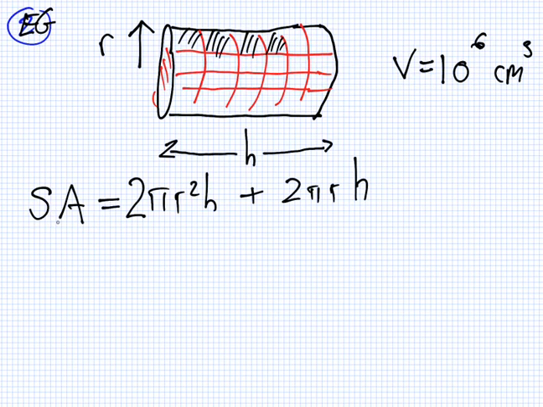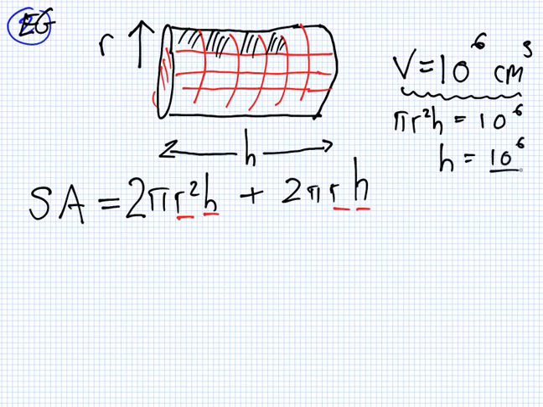So what we want to do is make this a minimum. But one problem here is we have two variables, r and h. And so far we've only been dealing with one variable, which is x. So that means we've got to change one of these. And the way we can change that is by using this. I haven't used this yet. The formula for volume for a cylinder is pi r squared h. You know that that should equal 10 to the 6. So that means you know h should equal 10 to the 6 over pi r squared. You can put that in for h, and now you only have one variable.